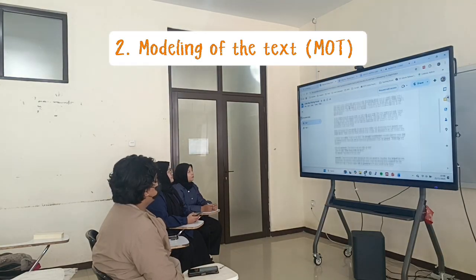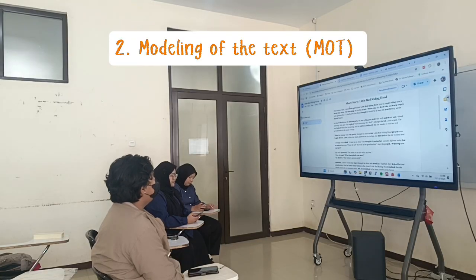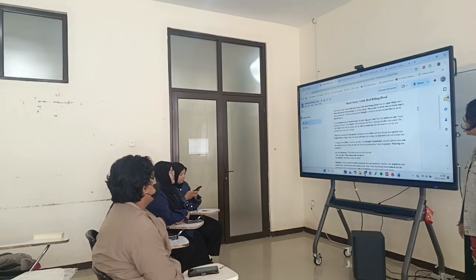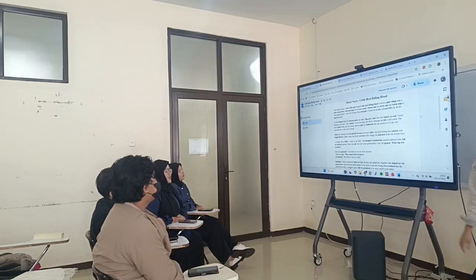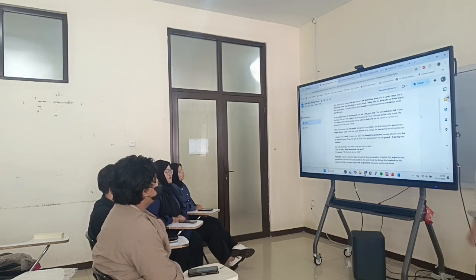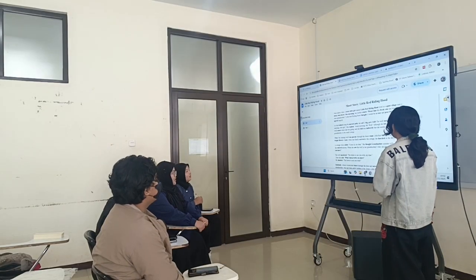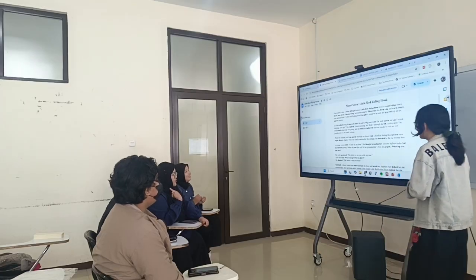Second, modeling of the text. Students read or analyze a model text to see its structure and language. So, can you tell me where the orientation is? What's the time? Okay. Read, walk, smile, sigh, arrive.